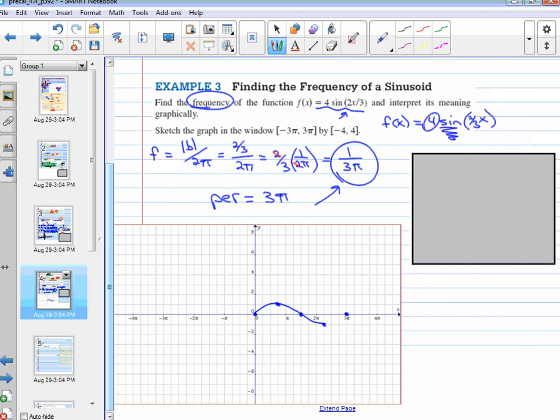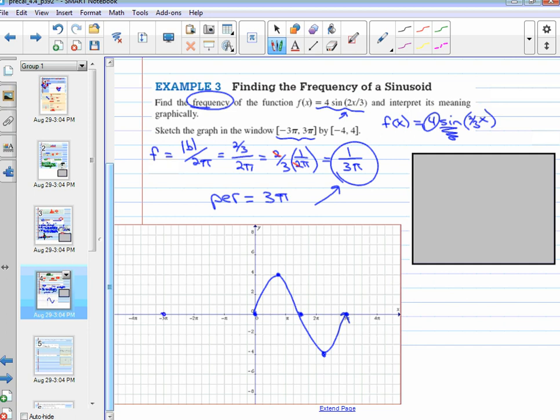Maximum is 4. I only went to 1, so let's come back and fix that. Maximum is 4. There's halfway in between those points. And -4, halfway in between those points. Now it would keep going, but they said, sketch the graph in this window from -3 pi to pi. So there's +3 pi. Let me come back to -3 pi.